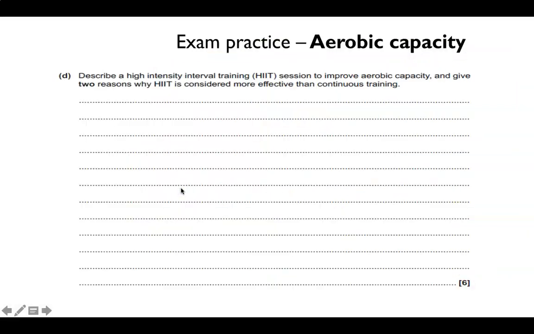So before we start, this is a typical exam question you may get, a 6-marker. Describe a high intensity interval training session to improve aerobic capacity and give 2 reasons why HIIT is considered more effective than continuous training. So we obviously need to know about continuous training and HIIT training to be able to answer that question.